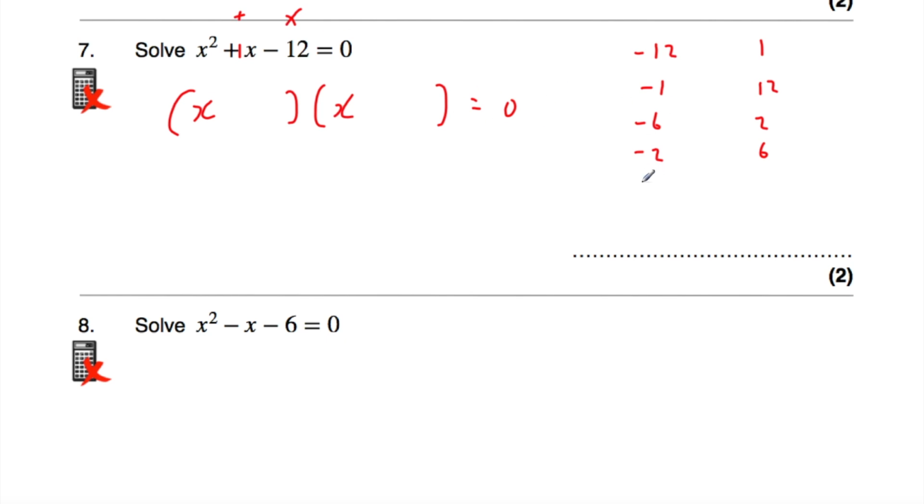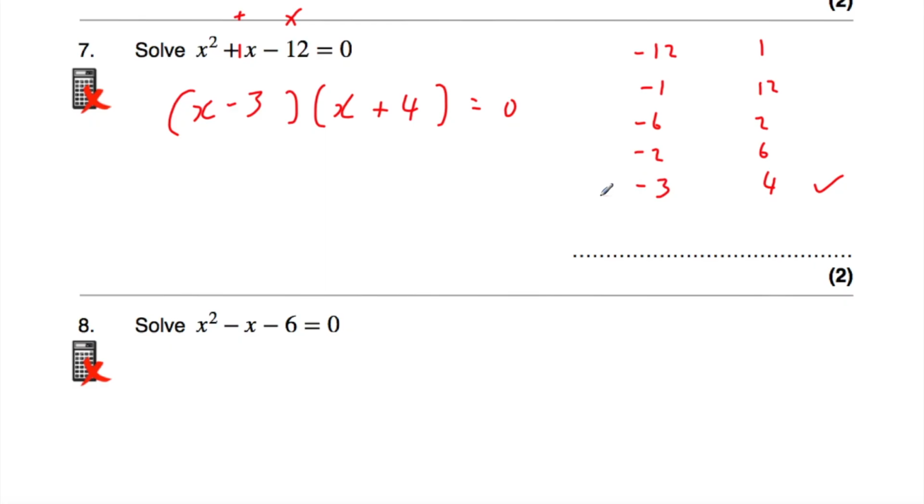Okay, so now let's go for negative 3 and 4. Negative 3 times 4 is negative 12. That's fantastic. And negative 3 plus 4 would be equal to 1. So that's the one that we needed there. That's the right option. x minus 3, and then x plus 4. And that's it.